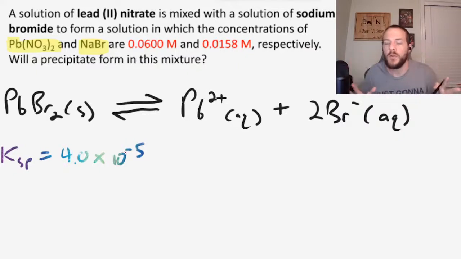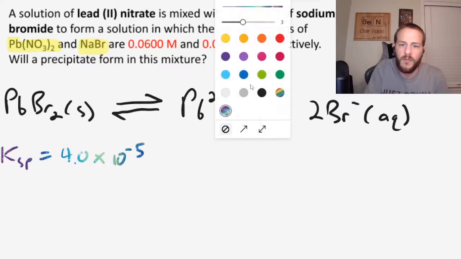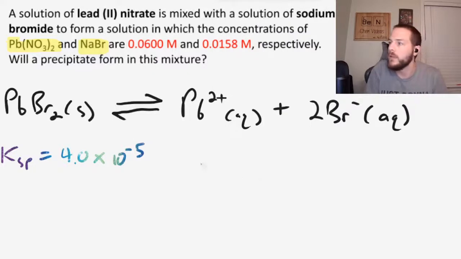But again, in order to figure that out, we need to be able to compare the values of Q, the reaction quotient, and KSP, the solubility product constant, and then we can make our determination as to whether or not a precipitate will form in this mixture here, right? Okay, so how do we calculate Q?